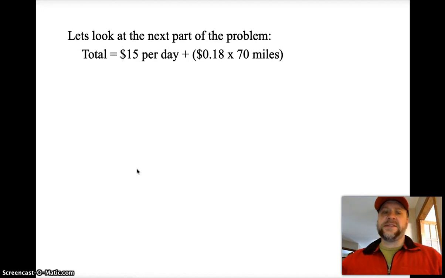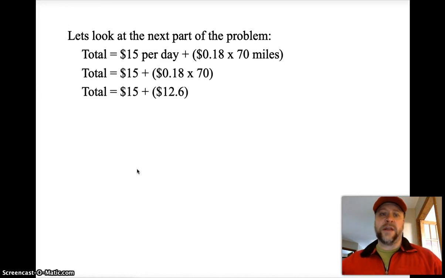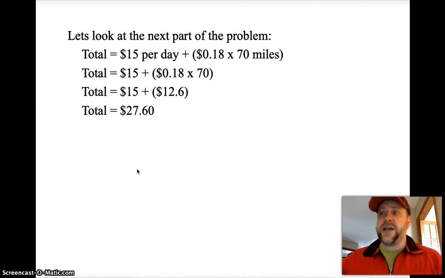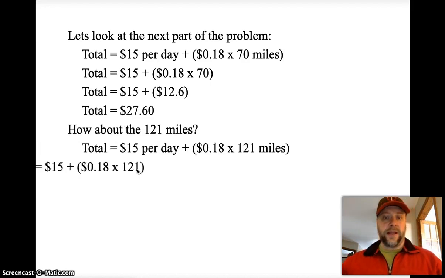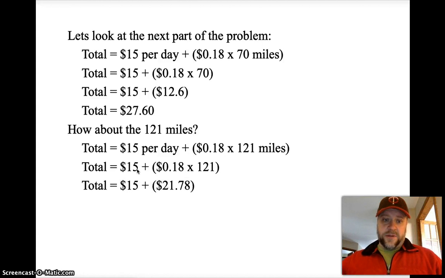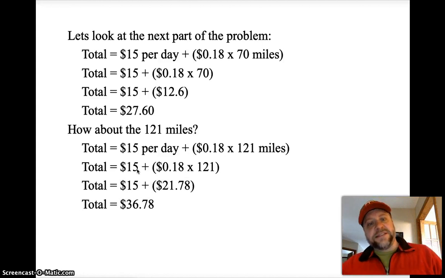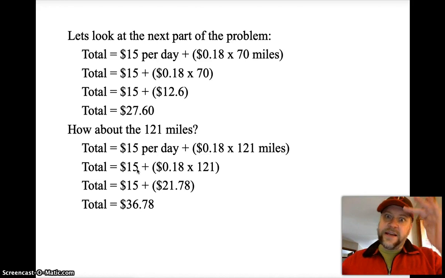Now, let's look at 70 miles. The equation is the same. The problem is set up the same. It's still $15 per day plus 18 cents per mile times 70 miles. So 0.18 times 70 gets me $12.60. Add those together and I get $27.60. What about 121 miles? Same thing. 0.18 times 121 gives me 21.78 plus the 15 gives me 36.78. So you can see I'm starting to develop a pattern of a list of those numbers as we go.